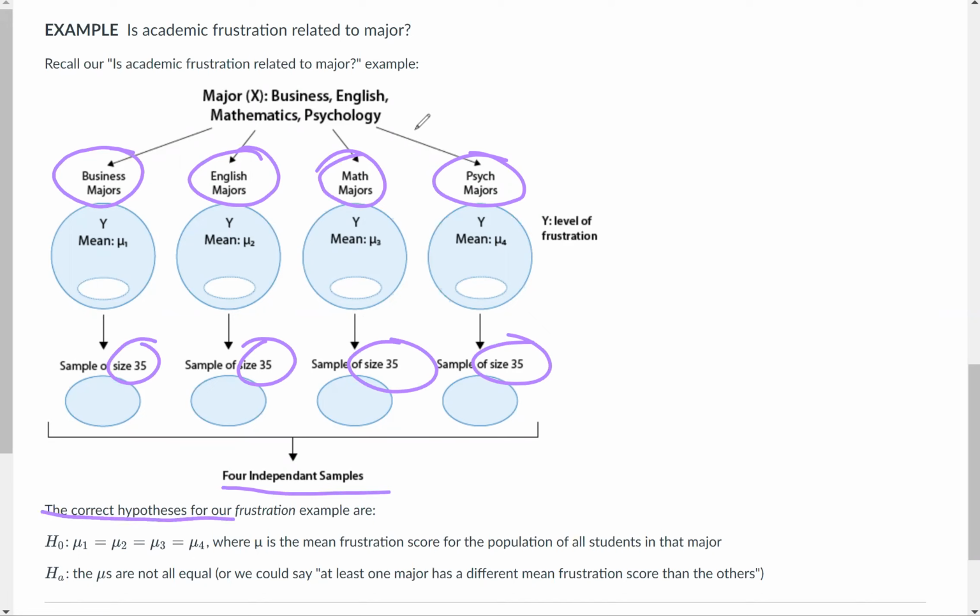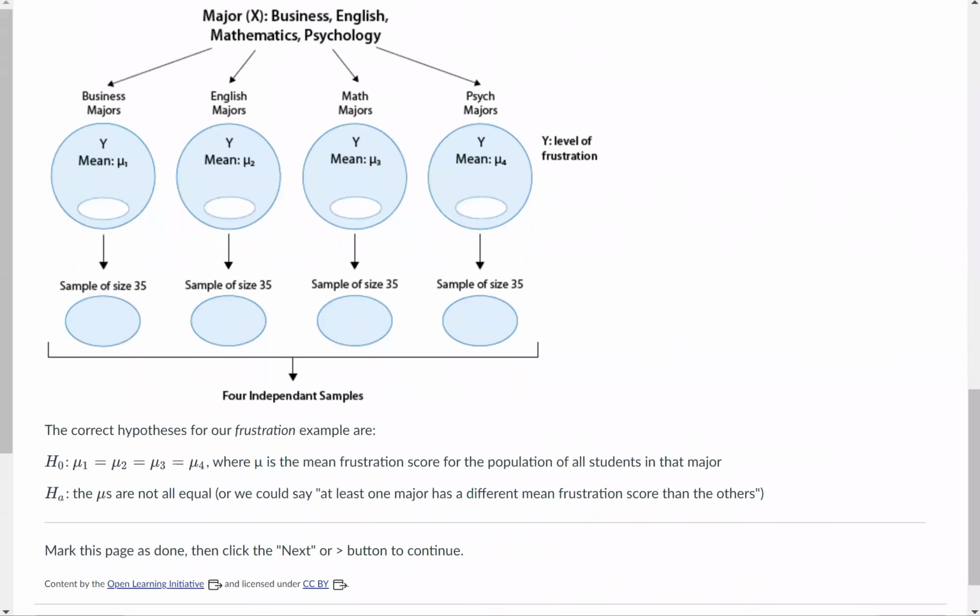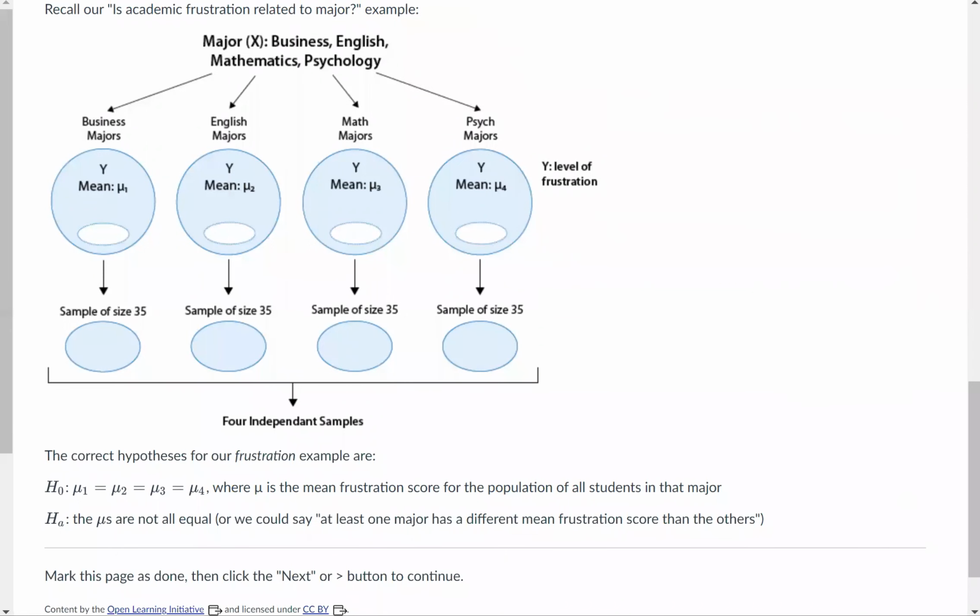The correct hypotheses for our frustration example are, first, the null hypothesis is that mu1 equals mu2 equals mu3 equals mu4, where mu is the mean frustration score for the population of all students in that major. So the null hypothesis is saying that the frustration level is the same no matter which of those 4 majors you're in. But the alternative hypothesis isn't going to specify which one has higher frustration levels than the other. It's just going to say they're not the same. So the alternative hypothesis would be that the mu's are not equal, or we could just say that at least one major has a different mean frustration than the others.